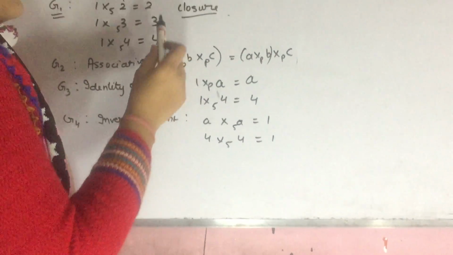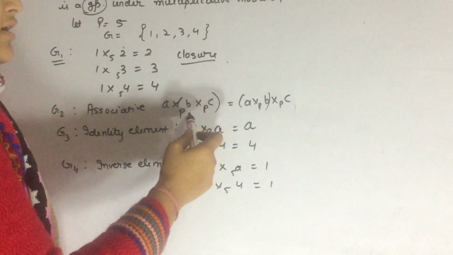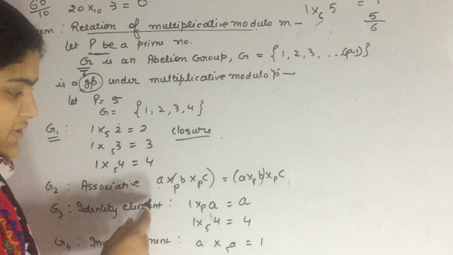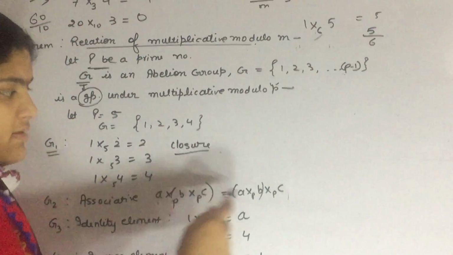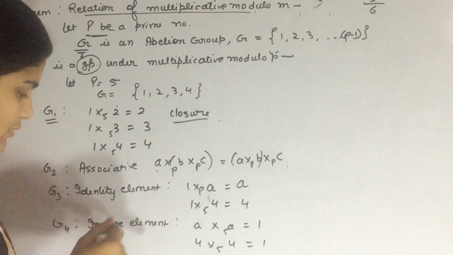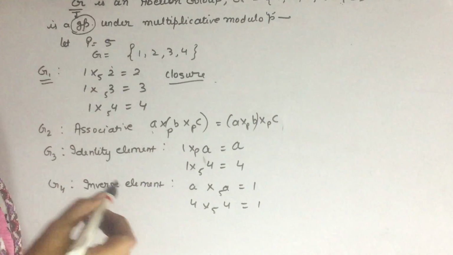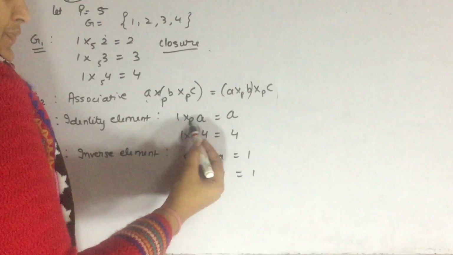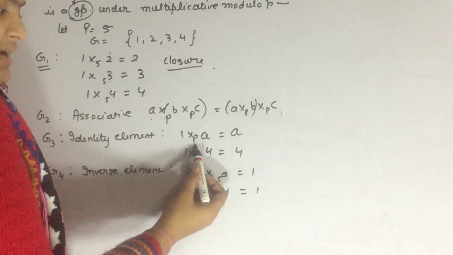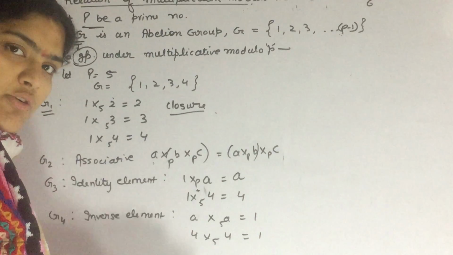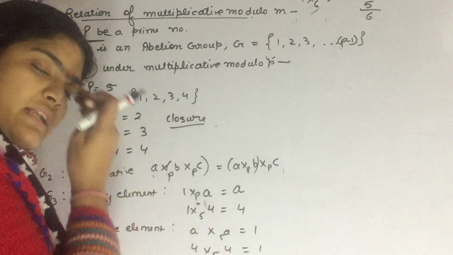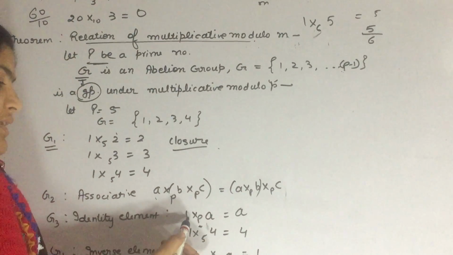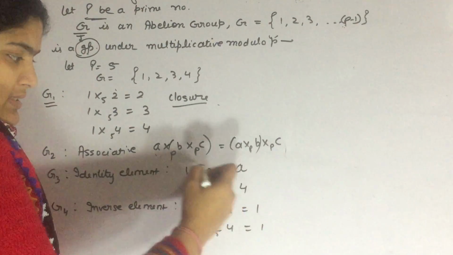Similarly, associativity. If you take any of the paired up numbers and then find out the value of this, then it follows the associative property. For the identity element, what do you have to prove? Any number with respect to some multiplicative modulo brings out that number, then we can say that number is the identity element. So let us suppose 1, we have to bring out this.